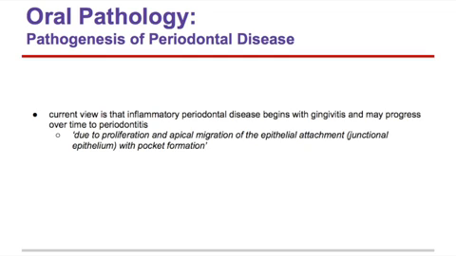Slide number 11 discusses the oral pathology and the pathogenesis of periodontal disease. The current view is that inflammatory periodontal disease begins with gingivitis and may progress over time to periodontitis due to proliferation and apical migration of the epithelial attachment, junctional epithelium, with pocket formation.